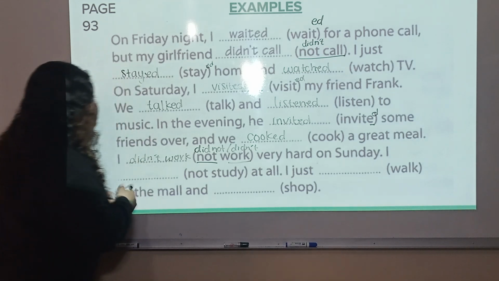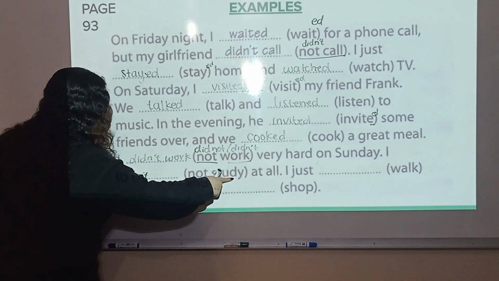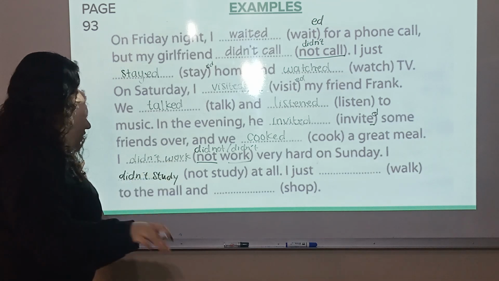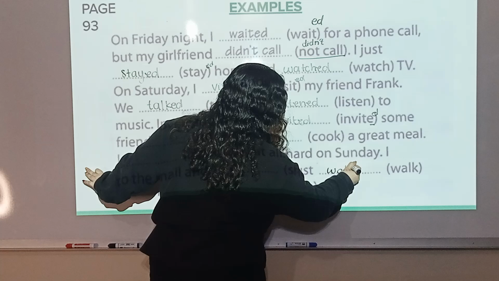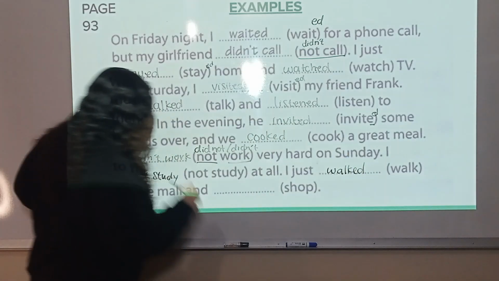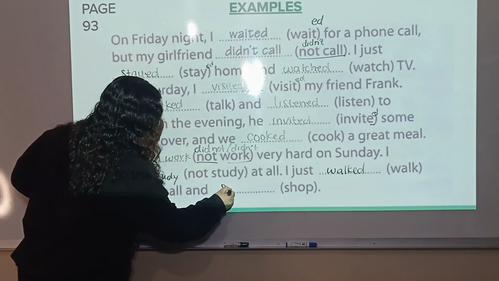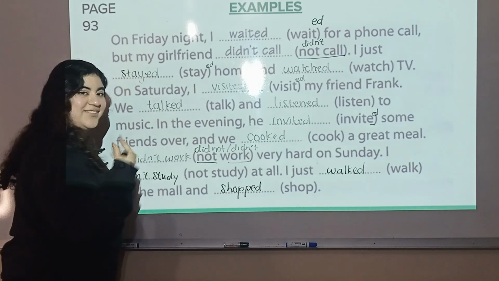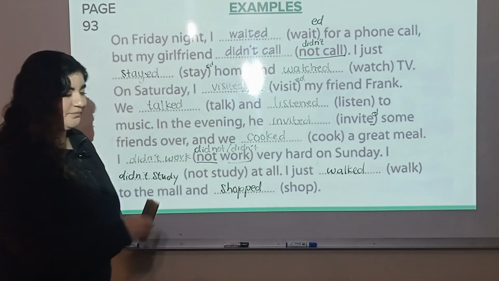Again, we have a negative, so didn't or did not. Didn't, and don't forget your verb, study at all. I just, and here we don't have a negative, so we're just going to add ed to the verb. I just walked to the mall, and again, a positive or affirmative, so shopped. And that's our exercise from page number 93.